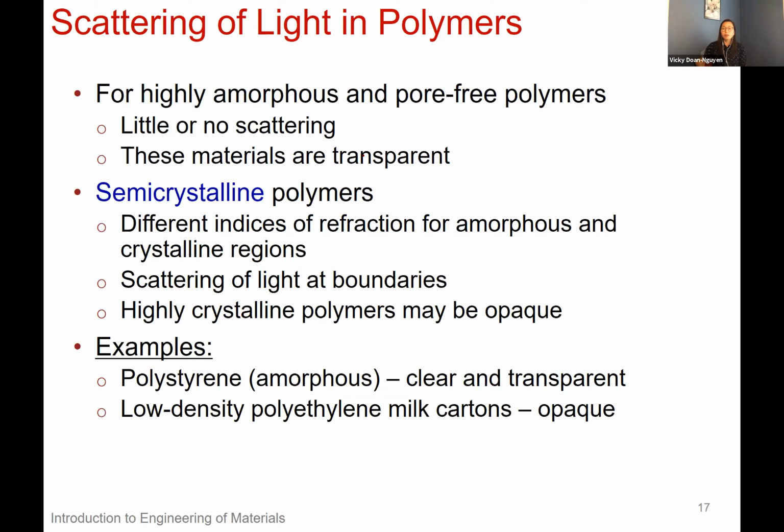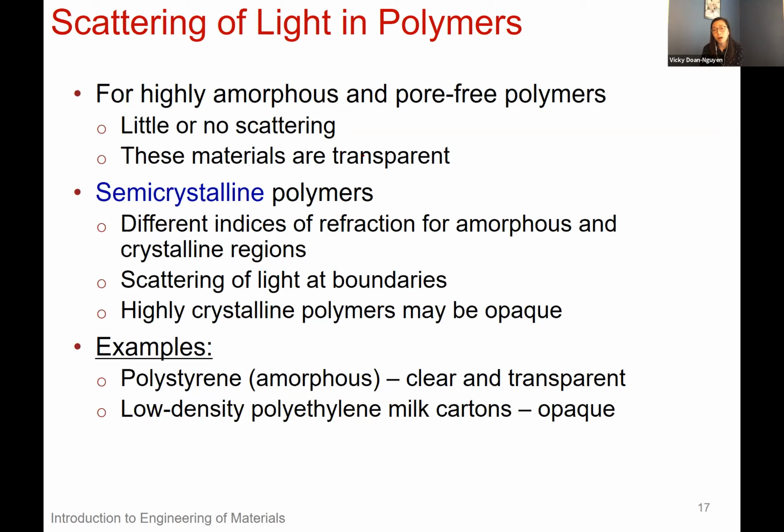So how else do materials interact with light? Well, light can be scattered, and that's something we experience every day. For polymers, we talked a little bit about how the structure of polymers will affect the optical properties, right? Whether or not the polymer will be transparent, or it will be translucent or opaque, right? So for highly amorphous polymers, we talked about that in the very beginning of the class, but just to review, if it's pore-free and it's highly amorphous, there's going to be very little scattering, and these materials will be transparent, right? Sort of like your saran wrap, your plastic wrap.